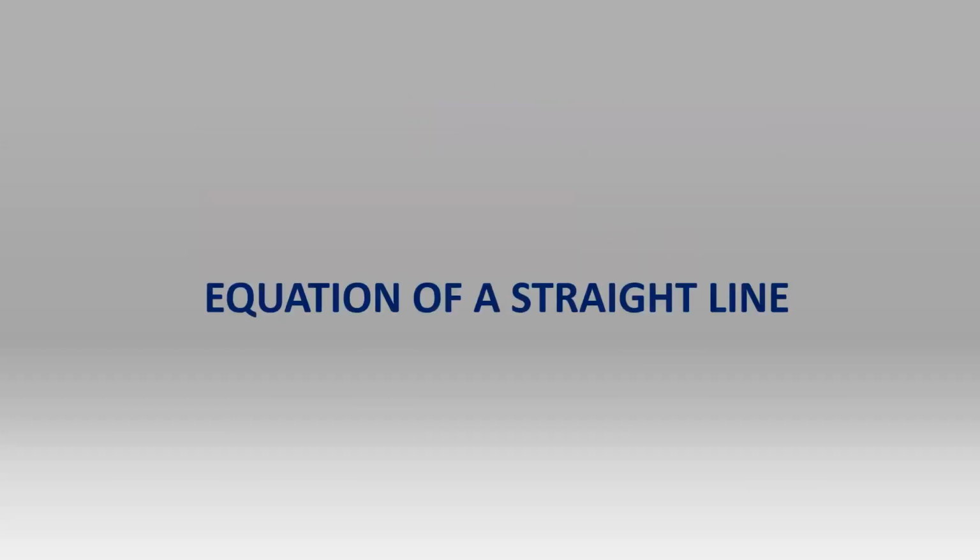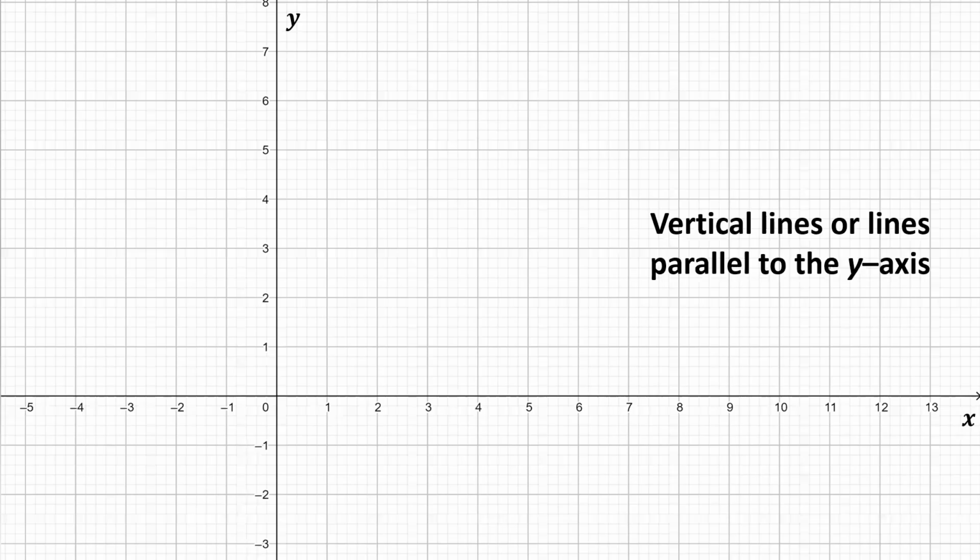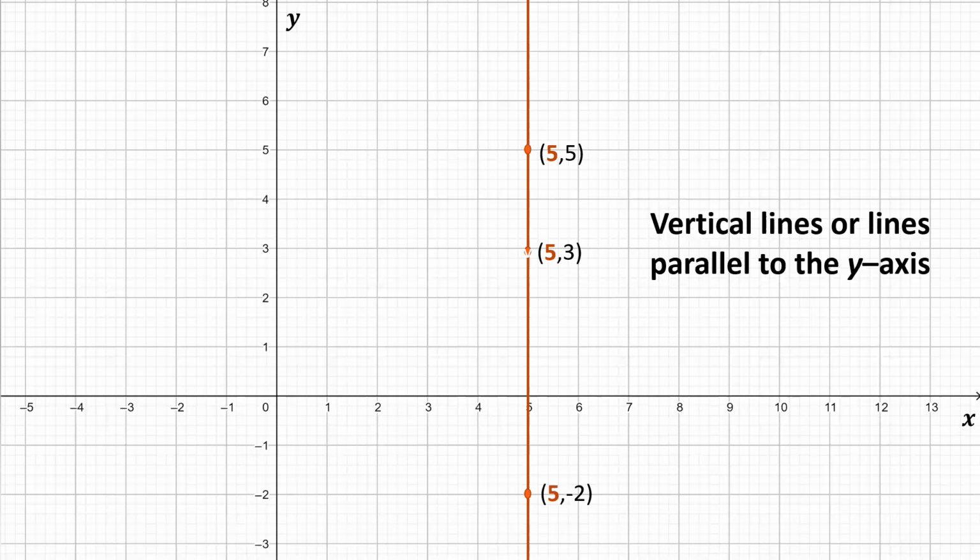Let us come to equation of a straight line. In earlier grades, you learned about equations of vertical lines or lines parallel to the y-axis. Let us consider this vertical line. It crosses the x-axis at 5. If we plot different points on the line, you will observe that the x-coordinate of each point is same as the point where the line crosses the x-axis. That is, in this case, it is 5. Therefore, the equation of this line is x is equal to 5.